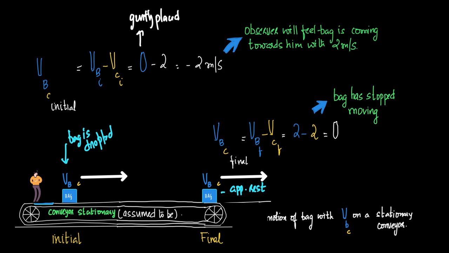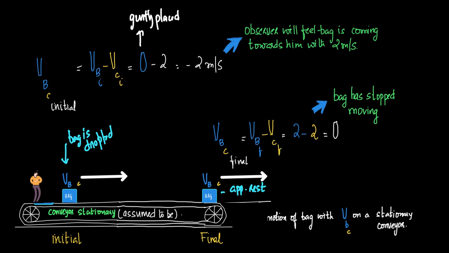What does it imply? This implies that the observer who is on the conveyor will feel that the bag is coming towards him with velocity 2 meters per second, because the velocity is in the negative direction. So he will feel that the bag is coming near to him with a velocity of 2 meters per second. Well, that's the primary concept that you will be able to understand here. Now, looking at the final condition. What is the final condition? Velocity of bag with respect to conveyor final will be equal to velocity of bag final minus velocity of conveyor belt final.